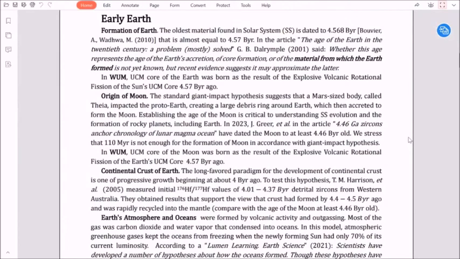Continental crust of Earth. The long favored paradigm for the development of continental crust is one of progressive growth beginning at about 4 billion years ago. To test this hypothesis, Harrison et al. measured initial ratio of hafnium isotopes values of 4.01 to 4.37 billion years detrital zircons from Western Australia. They obtained results that support the view that crust had formed by 4.4 to 4.5 billion years ago and was rapidly recycled into the mantle, compared with the age of the Moon, at least 4.46 billion years old, the same numbers.